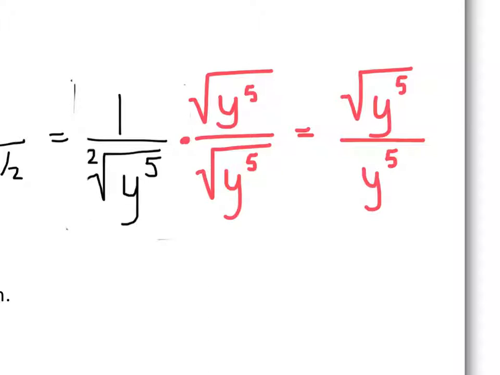Conjugate? That's for when it's binomial. This time the radical is just by itself. Good question. So what can we do to the top to break it down?